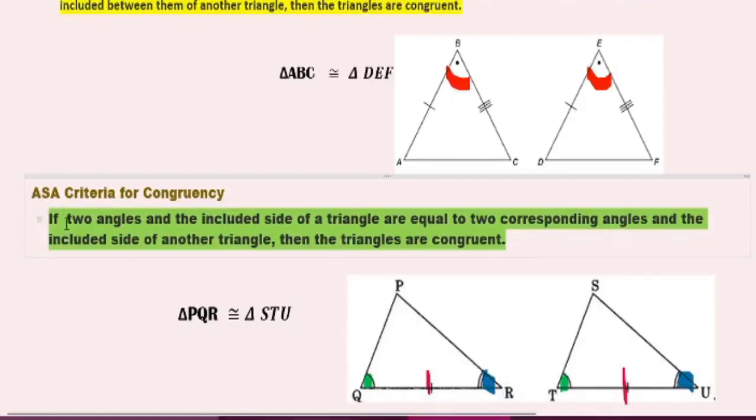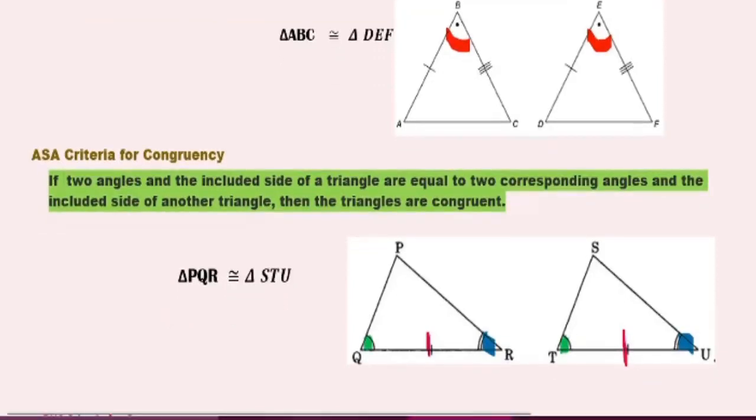So write this criteria here, ASA. Here angle Q equal to angle T, angle R equal to angle U, and the side QR equal to side TU. So that you can write triangle PQR is congruent to triangle STU. This is known as ASA criteria for congruence. So here we will check two angles and included side.